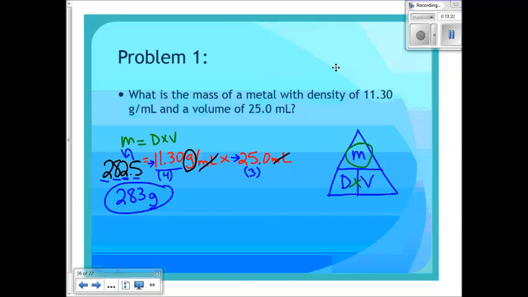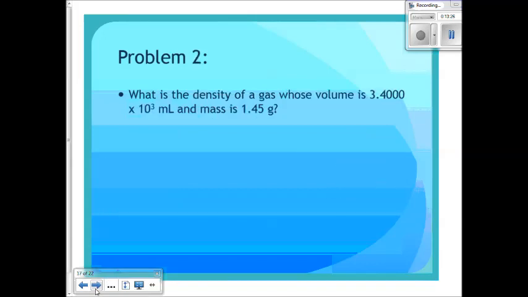So that would be setting up problem 1. Let's look at problem 2. Different variable missing this time. What is the density of a gas whose volume is 3.4000 times 10 to the third milliliters and has a mass of 1.45 grams? So we're missing the density this time. Very good. We're going to set up our little triangle. So in this case, we're missing the density. That means this time I'm taking the mass and dividing it by the volume.